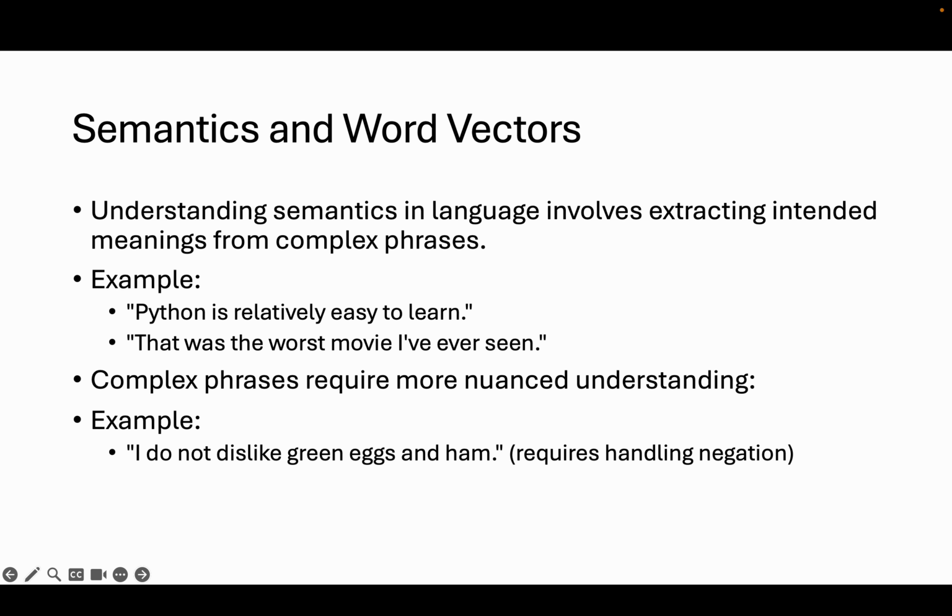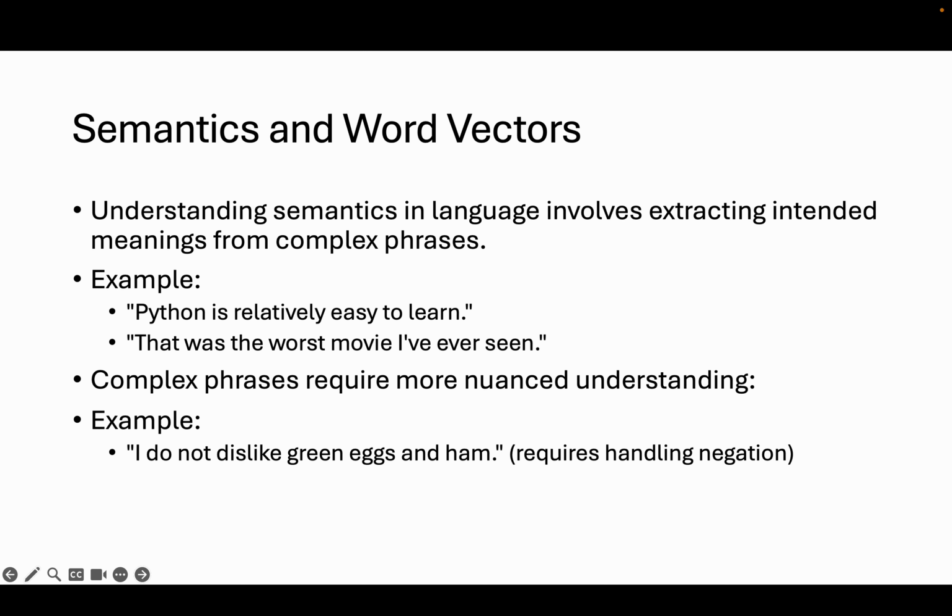Let's take a look at a couple of simple examples. Python is relatively easy to learn. And another sentence is, that was the worst movie I've ever seen. These sentences are straightforward and their meanings are pretty clear. In the first sentence, we understand that the person finds Python, the programming language, not too difficult to learn.